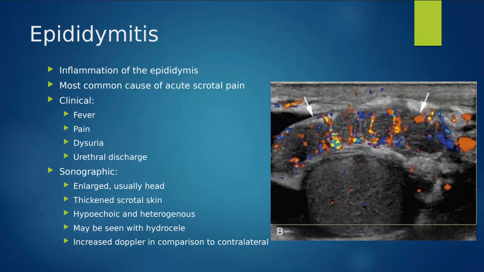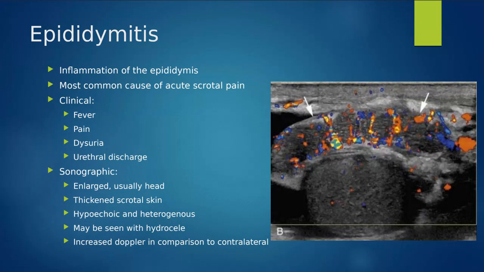So clinically, the patient is going to have fever, pain, dysuria, trouble urinating, and urethral discharge. This is going to be caused by an infection, a bacterial infection. So we would expect to see other types of infections with that patient clinically as well. So that fever, that urethral discharge, those are all going to go hand in hand in terms of that diagnosis. We're not going to see that with a patient who has a torsion. So that's how we can kind of tell the two apart clinically.